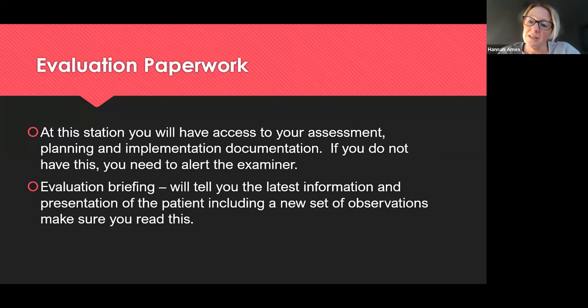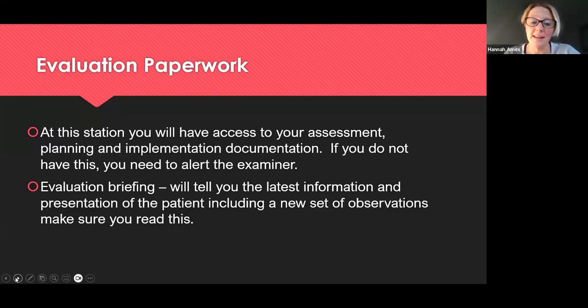It's really important in this station, although you will have access to all your paperwork from your other stations, that you do not alter anything on the other stations' paperwork. You mustn't write on your assessment information, your planning information, or your drug chart. If you do alter anything on those other stations, then you will be failed, and they will consider that malpractice, and they will refer you and fail you across all your 10 OSCE stations. You will need to go back and repeat, okay? So you mustn't alter any paperwork from your other stations in the evaluation station. That is really, really important to remember.